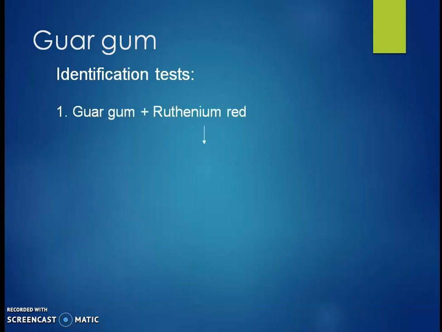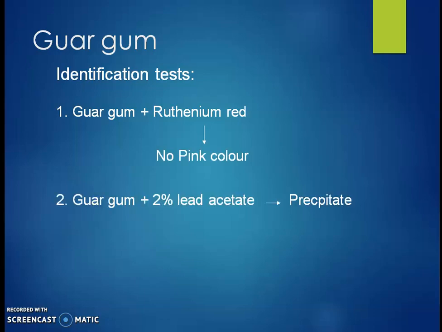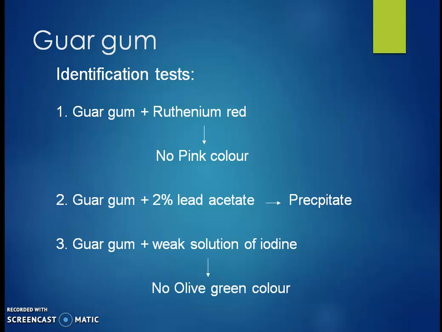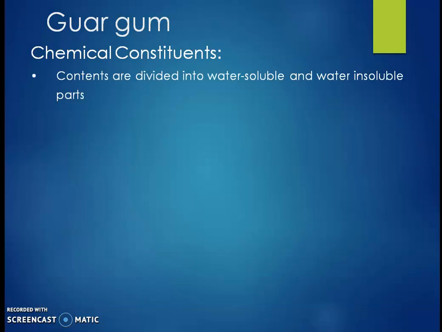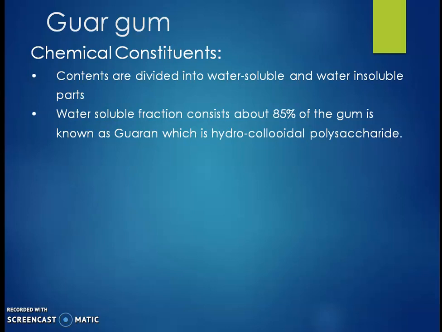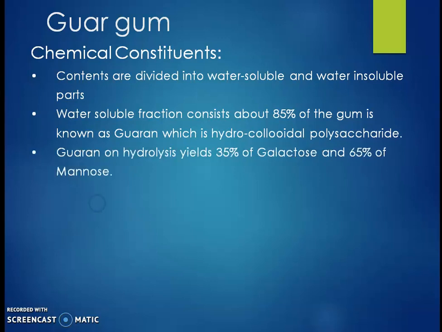Identification test: first is guar gum with ruthenium red, there is no pink color. Then guar gum with 2% lead acetate, it forms a precipitate. Guar gum plus weak solution of iodine, no olive green color is obtained. Then chemical constitution of guar gum: contents are divided into water soluble and water insoluble parts. The water soluble fraction consists of about 85% of the gum, which is known as guaran, a hydrocolloidal polysaccharide. Guaran on hydrolysis yields 35% galactose and 65% mannose. Guar gum also contains 5 to 7% protein.